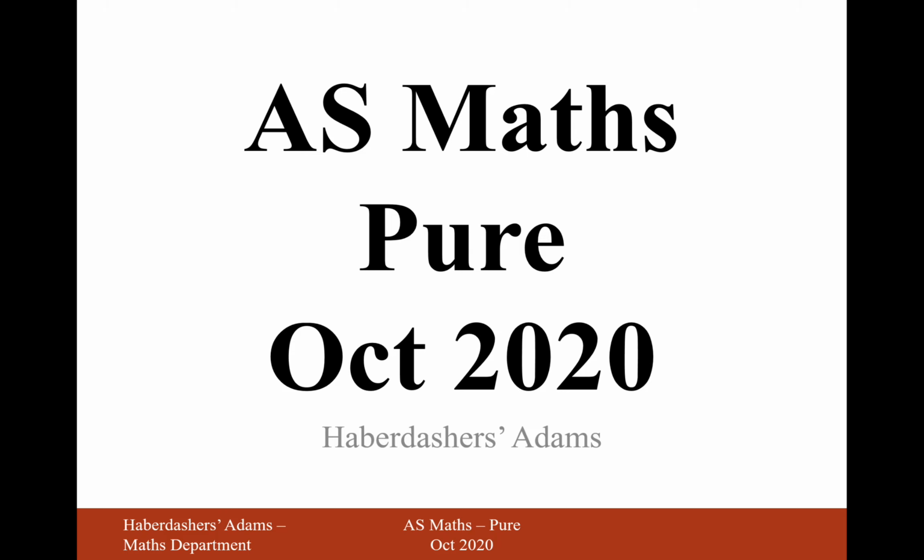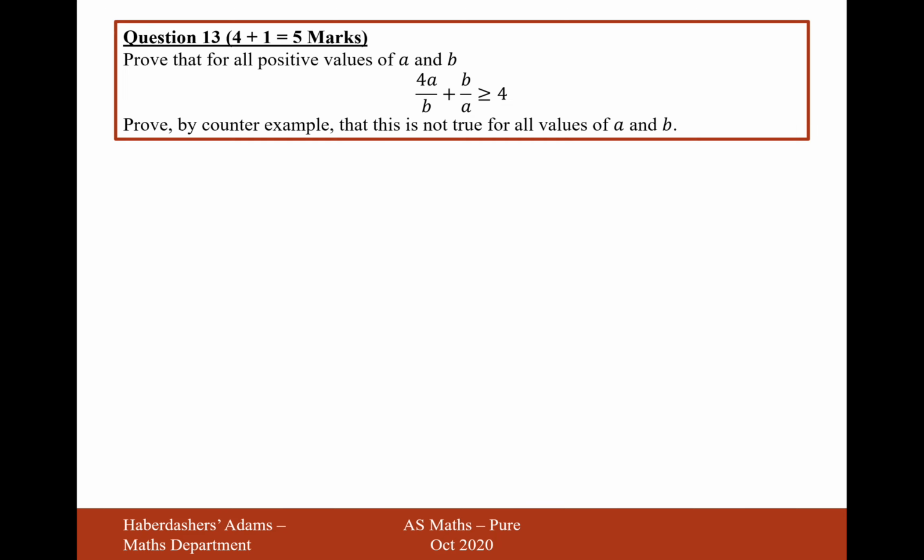Hello there, welcome to the October 2020 paper. Here we're on the proof question, which is question 13. Part A is prove that for all values A and B, this inequality is true here. So let's get started on part A.